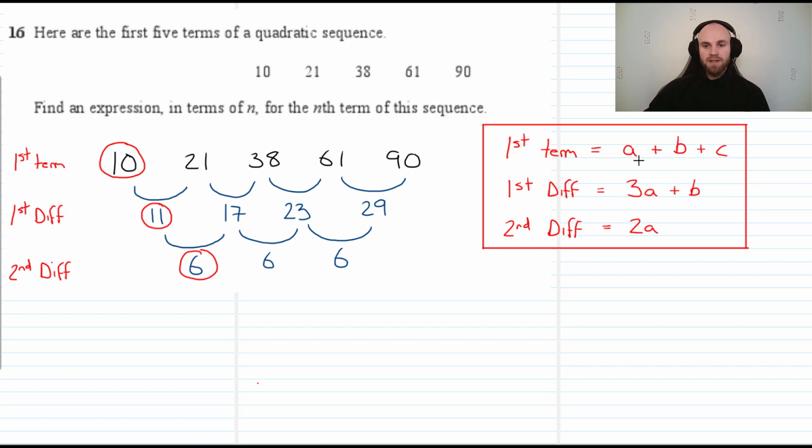So we can now use these formulae to try and find out what A, B, and C are going to equal. So we know that for the first term, A plus B plus C is going to equal 10. We know that for the first difference, 3A plus B is going to equal 11. And we know that for the second difference, 2A is going to equal 6.